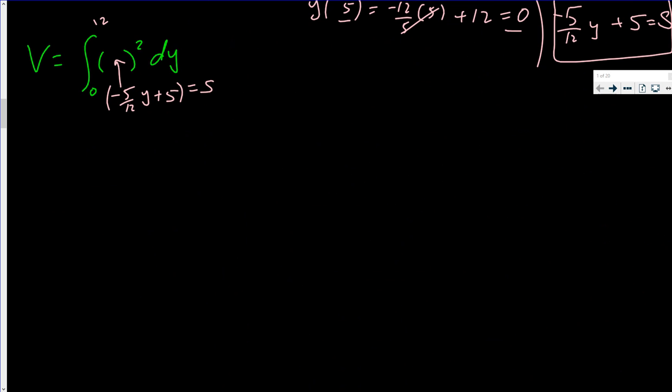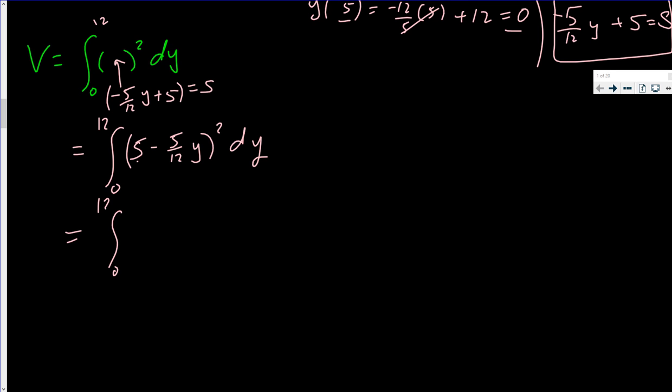So that's going to be the volume. So it's going to equal the integral from 0 to 12. I'm going to say the 5 first. Positive 5 minus 5/12 y squared dy. Okay. Well, when you square a difference, it's a routine answer.